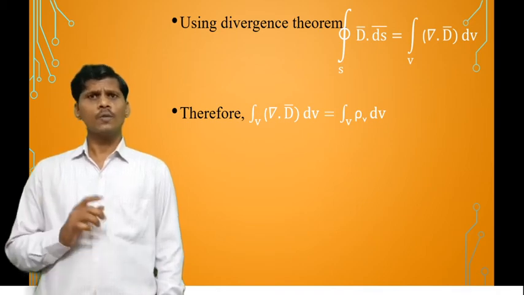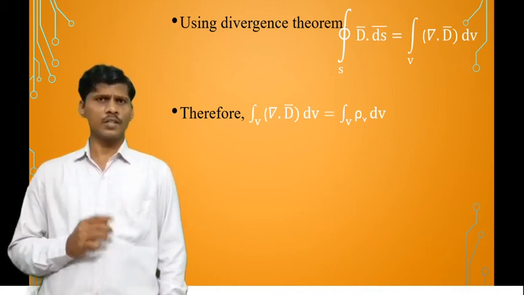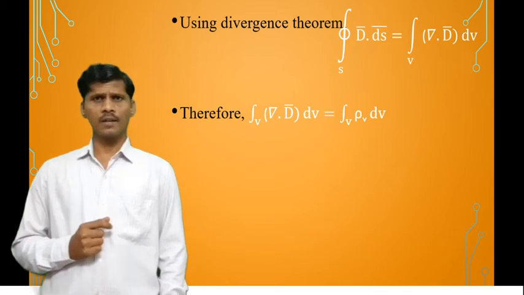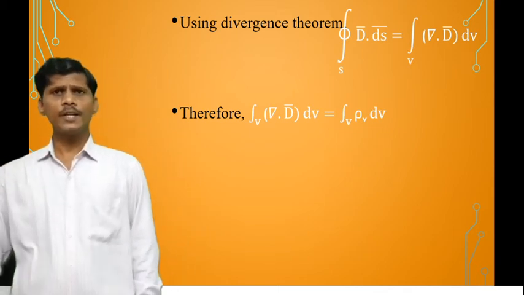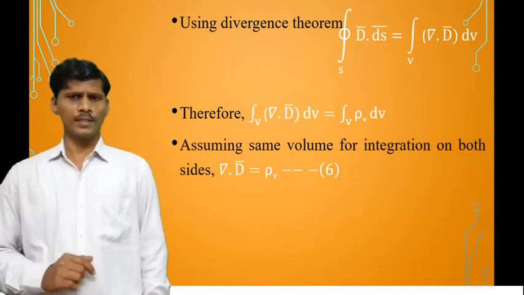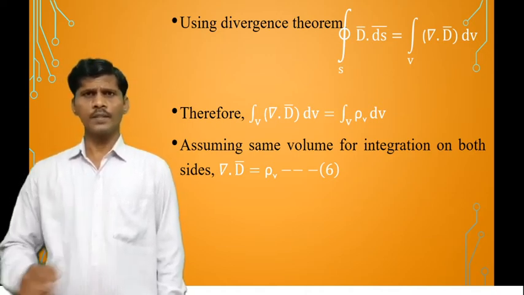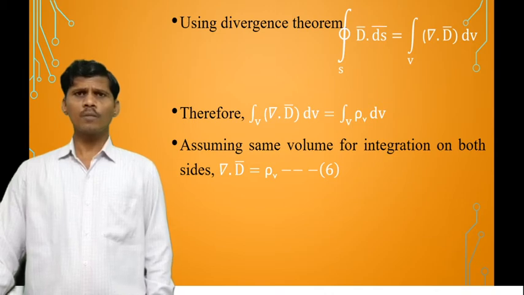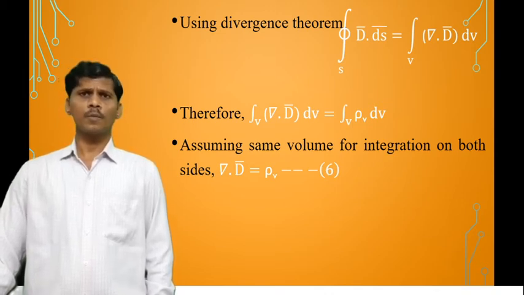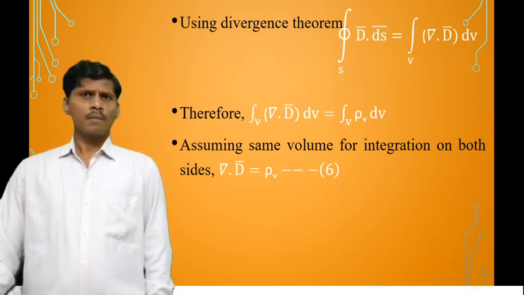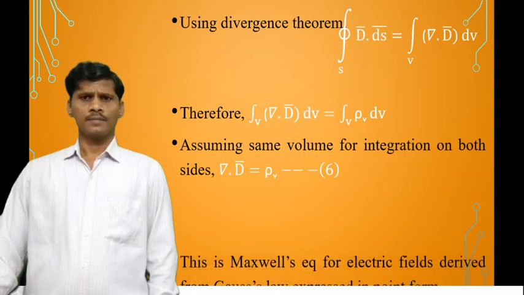On both sides, volume integral will be cancelled. Removing the volume integral, we get del dot d bar is equal to rho v. So this is a differential form or point form of Maxwell equation.